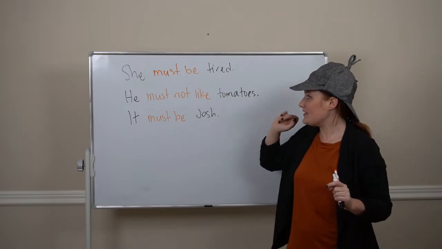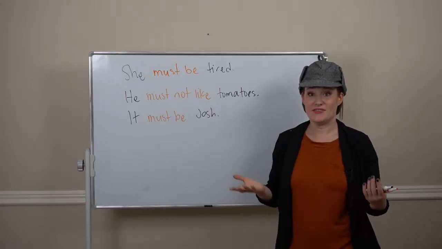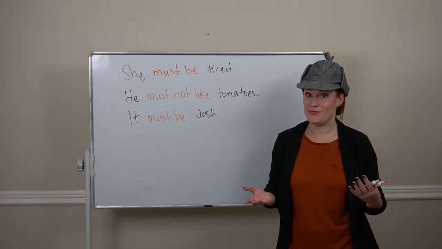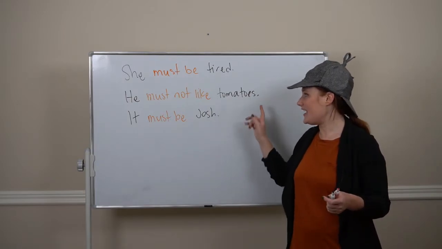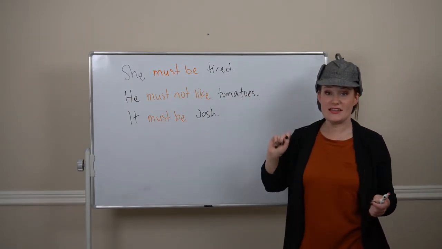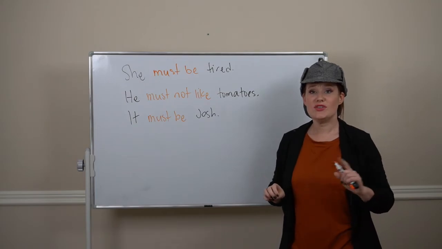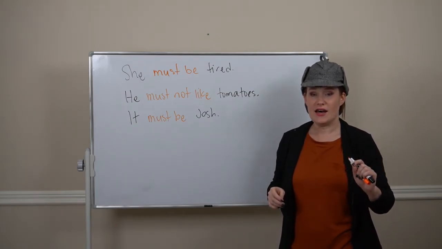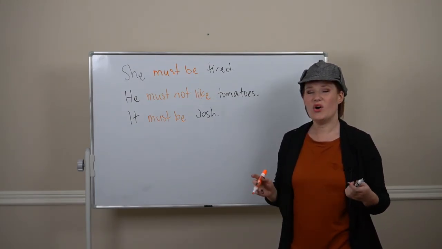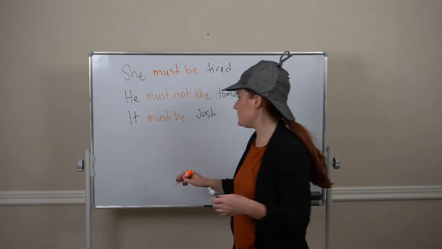We're going to use must or must not for the conclusion that we make. Now, for these negative deductions, he must not like tomatoes, we can also use can't. But with can't, we can only use it with to be verbs.